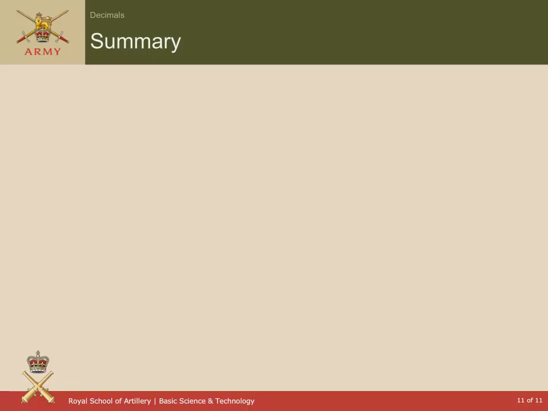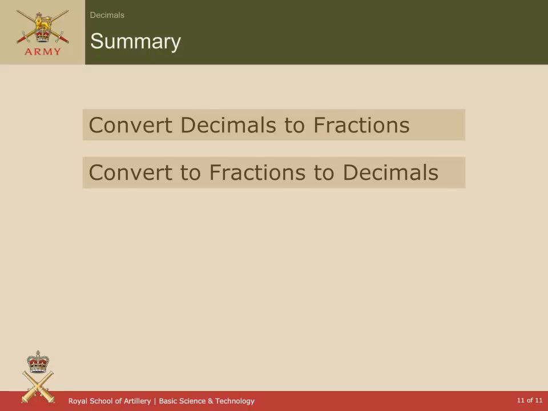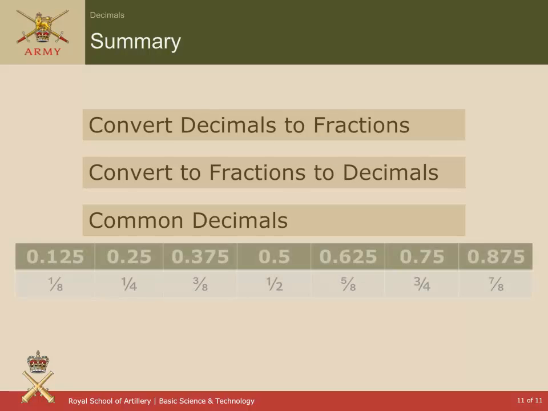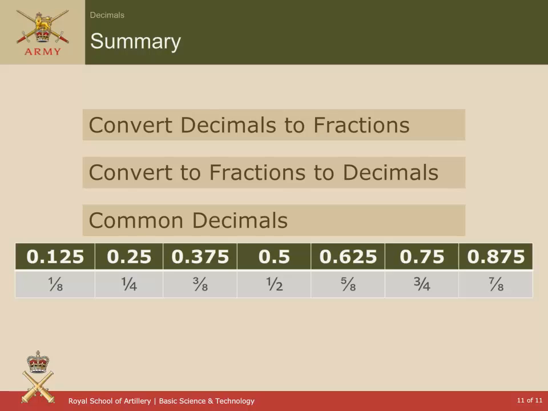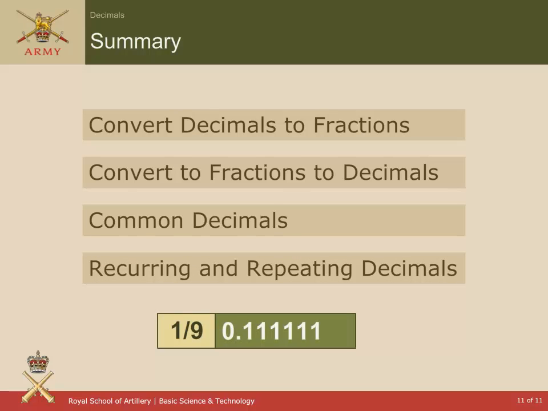In this short presentation, I have covered how to convert decimals to fractions, how to convert fractions to decimals, some common decimals such as 0.5 representing a half, and recurring and repeating decimals such as 1/9 equals 0.111, which just keeps on recurring, and pi, for instance, is 3.1415927, and that just goes on into infinity.